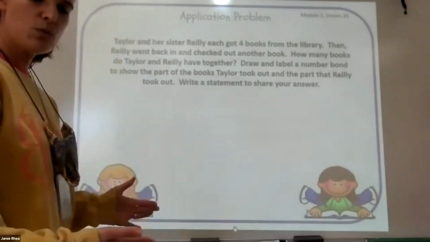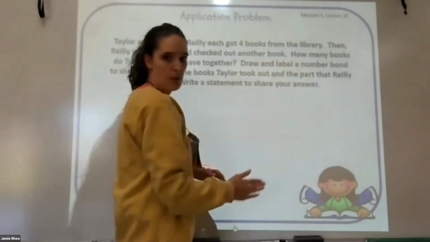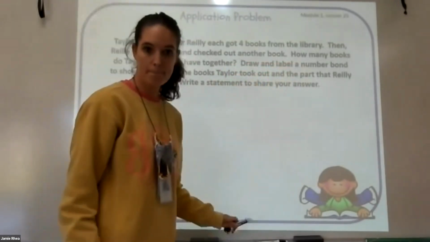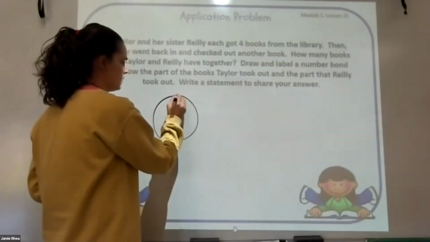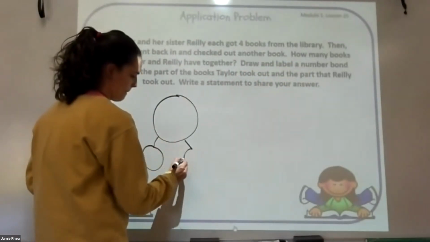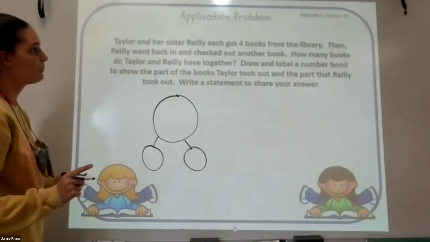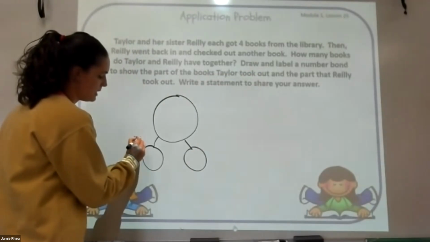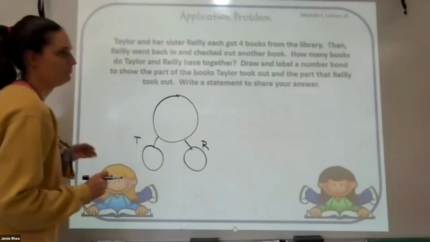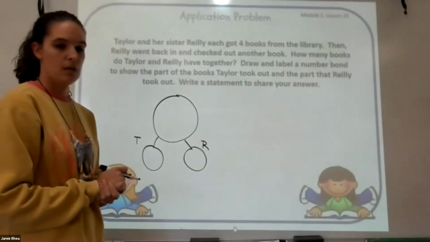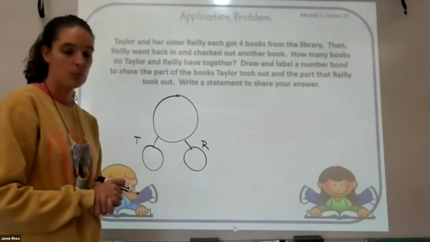Now, what do we have to show? We have to draw and label a number bond. We know how to do that. Let's go ahead and draw our blank template number bond. Here's my number bond. Now, it says label. Here's how we're going to label it today. This side is going to be T for Taylor, and this side is going to be R, Riley. Okay?